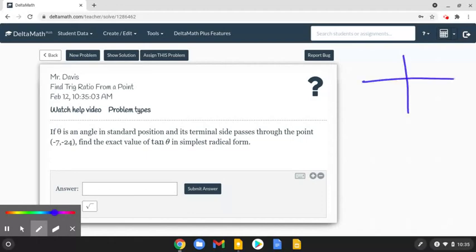So first thing I would do, again, is draw just a little coordinate pair, -7 in the x. So it'll be like -7 here. And it doesn't have to be to scale, -24 down here. So that's where your point would be. And then your triangle is going to look like this. We got our theta here. We've got 7 on this side as the length, and then 24 on this side. So the opposite side is 24, the adjacent side is 7.